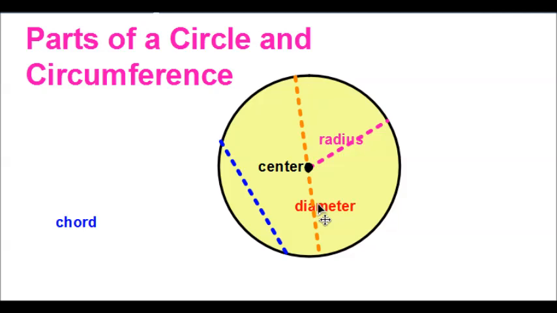A chord attaches to 2 points on the circle. So a diameter is a chord, it's just the special chord.